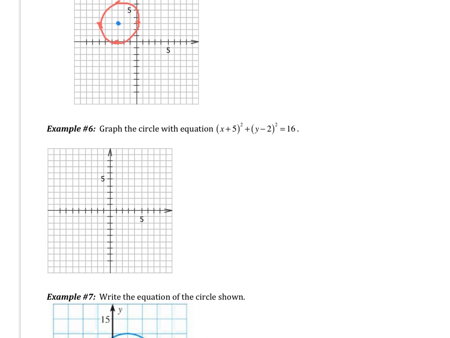All right, so example 6. Where is our center? Understand that it's at -5, 2. So we go to -5, 2: 3, 4, 5, and 1, 2. And then what's r equal to? 4. So I'm going to go west 4, north 4, east 4, south 4, and that gives me 4 points with which to graph the curve for my circle.